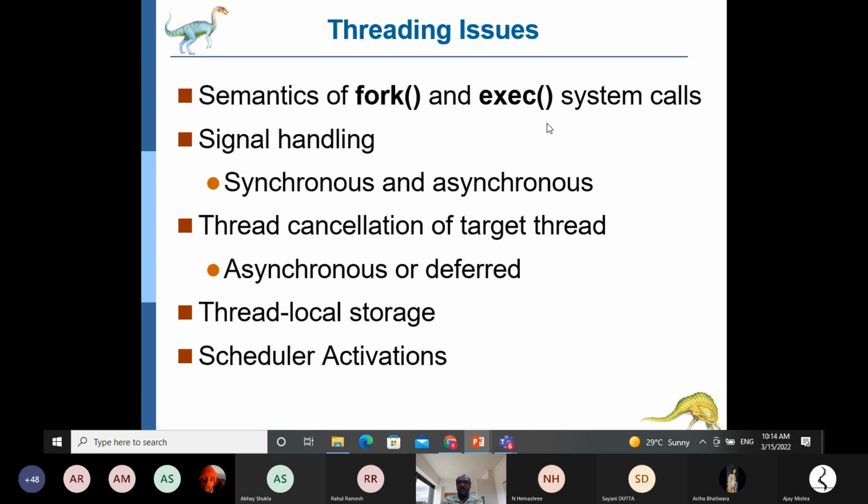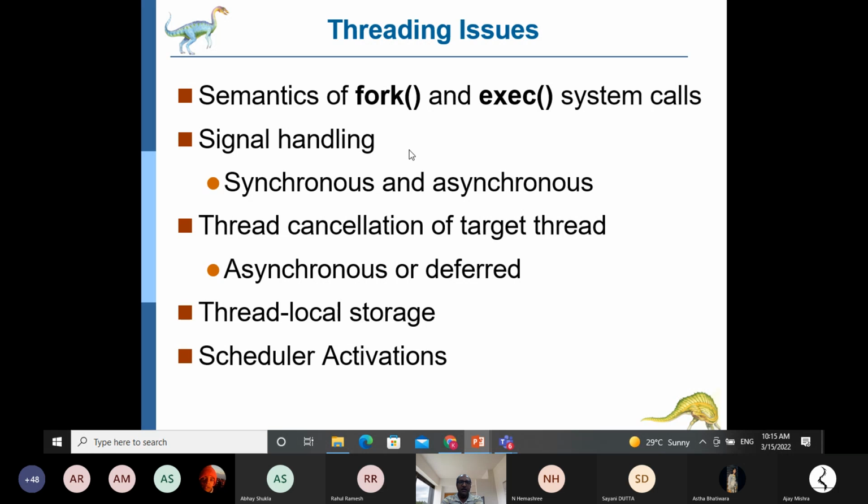Like in the case of the fork system call, we know the objective of the fork system call is to create a process, and afterwards the process may be the same as the parent process, or otherwise sometimes the process can be replaced with a new process using the exec system call. So in the case of a multi-threaded process, how can fork and exec system calls be used, what are their semantics? We'll see what the issues are here.